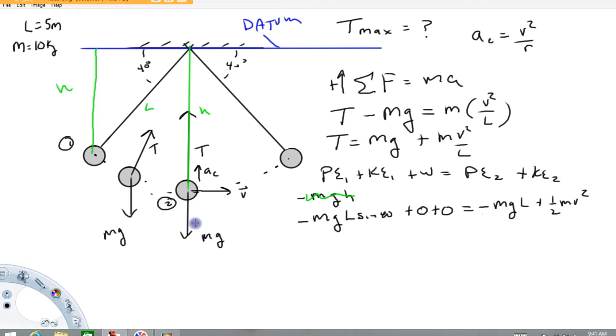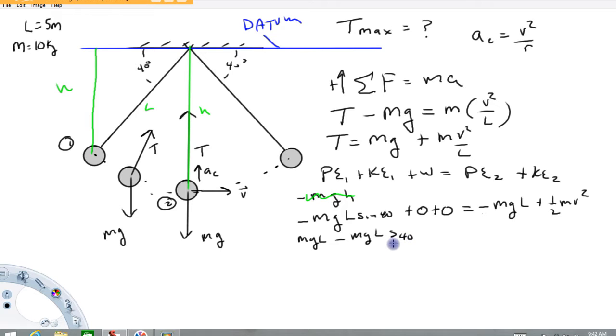So we've considered both forces. Gravity is taken into account here and here. The tension is not doing work. That's why that thing is 0. Right? What we have here now is an equation that's pretty easily solved for the v, or actually what we need is v squared. So let's see. We can add this to the left, and that's going to give us mgL minus mgL sine theta, or sine 40.